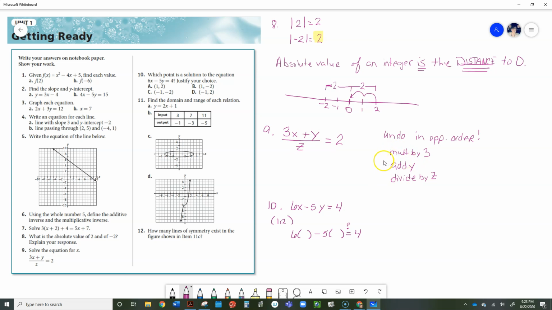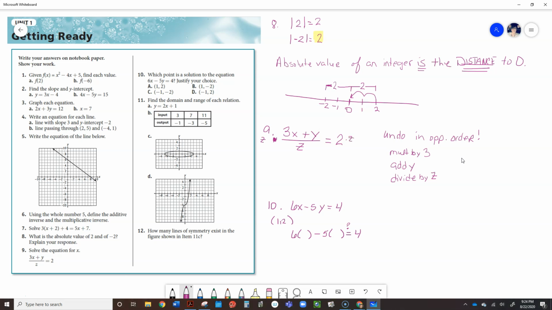The opposite of multiply is divide. The opposite of add is subtract. The opposite of divide is multiply. But we're going to go backwards. We're going to work from the bottom up. So the first thing we're going to do on this problem is we're going to multiply. You can use a dot or an X. I probably think a dot would be better because we don't want it to get confused with that X. We're going to multiply both sides by Z.